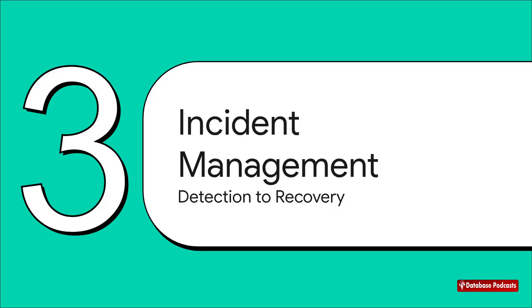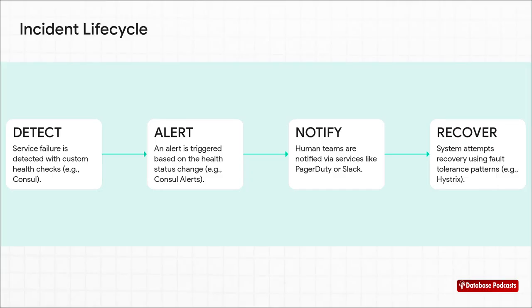All right, so we know a service is unhealthy. Now what? What happens next? Let's look at how we can automate this entire process, from the moment we detect a problem all the way to recovery. So here's what a fully automated workflow can look like. Step 1. A tool like Consul detects a failure using one of those health checks we just talked about. Step 2. That detection immediately triggers an alert. Step 3. The right people get notified, maybe through something like PagerDuty or a message in Slack.